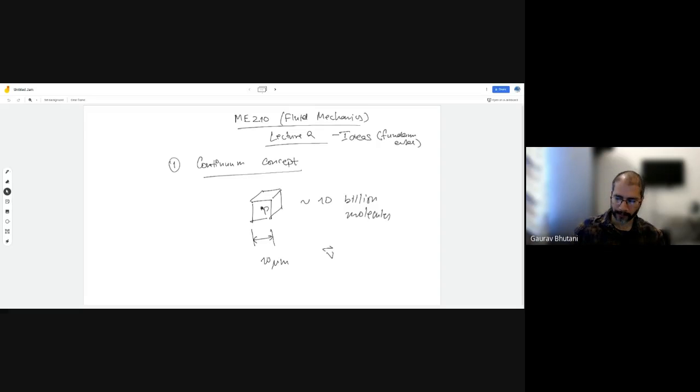Okay, so you may think in terms of molecular ideas, but don't go to the molecular scale to define things, because the continuum concept will fail. So the equations that we'll be developing in this course will fail if you go to the molecular scales. Okay, is that clear? Fine. So let's talk about the next idea for today.